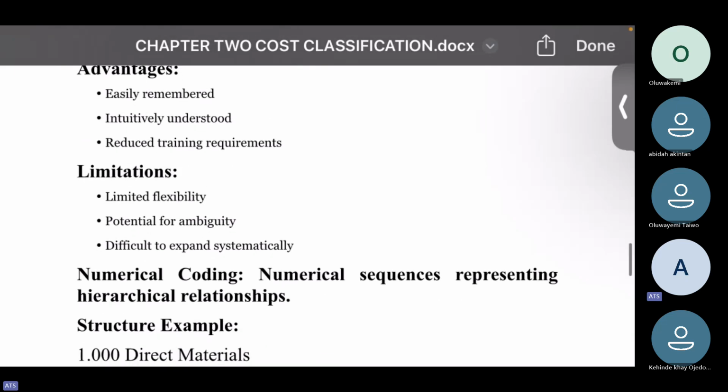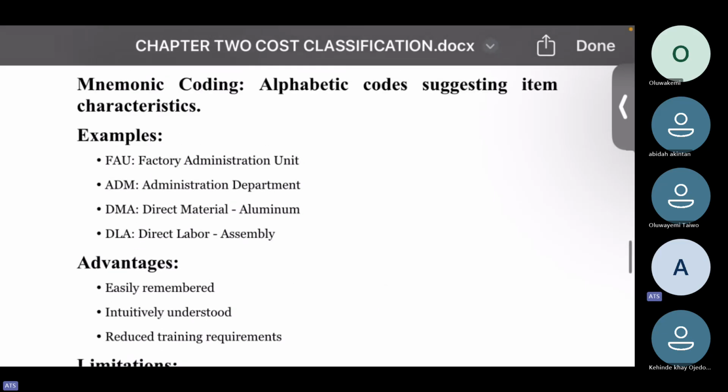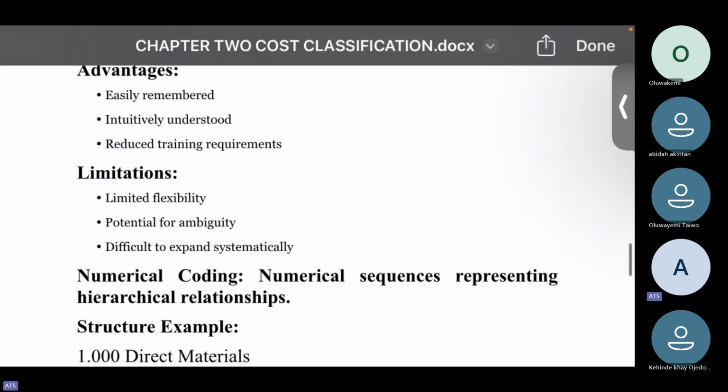However, the limitation is that it is not really flexible, because imagine, what if something else comes in that has FAU as the first letters? What are you going to do then? Are you going to change? Are you going to now use the second letters, or what? Do you understand? So it might become a problem in future. It is also difficult to expand systematically, because there's a limit to the number of things you can remember as a person. By the time you have different things that you are coding, there's a limit to what you can put in your head and what you can remember immediately you see a code.